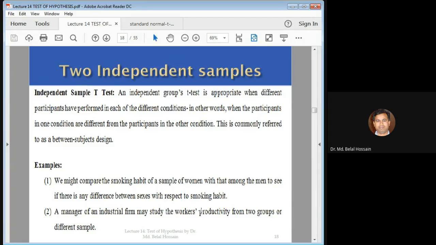A manager of an industrial firm may study the workers' productivity from two groups or different samples. Okay, this is how two independent samples can be drawn.